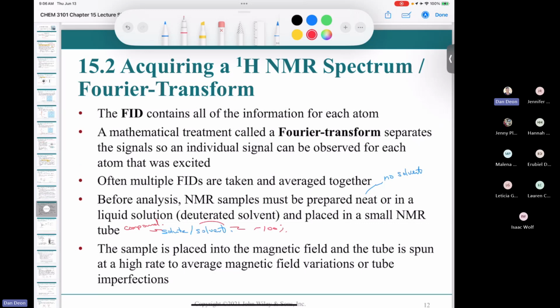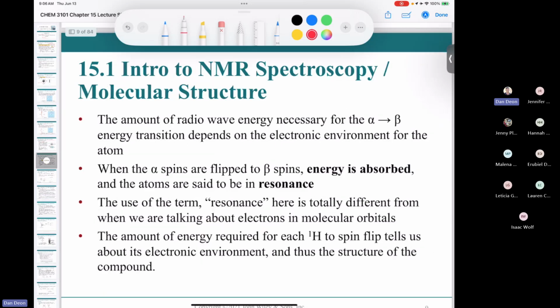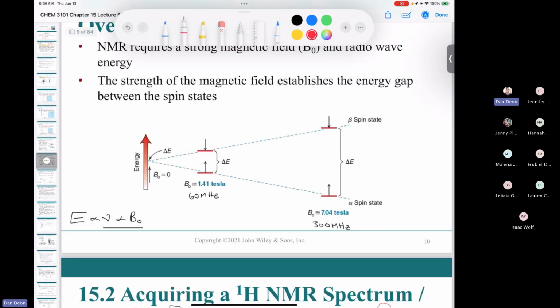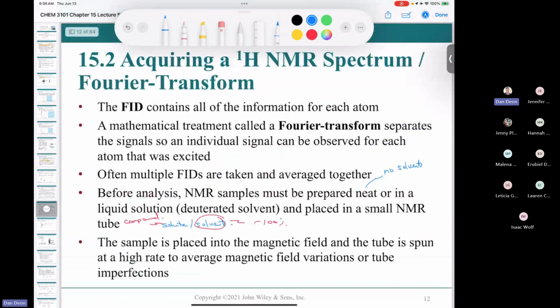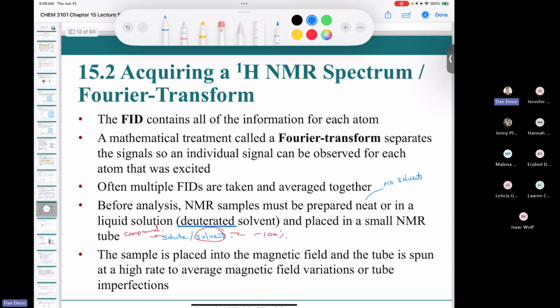So if your solvent has protons in it, what do you see in your NMR? Just solvent. So that's totally useless, good for nothing. If you're wondering how to work around that, good question. The way you do that is you use what's called a deuterated solvent. We replace all the hydrogens in our solvent with deuterium. So instead of H2O, you use D2O, because deuterium is not going to show up in your NMR spectrum.